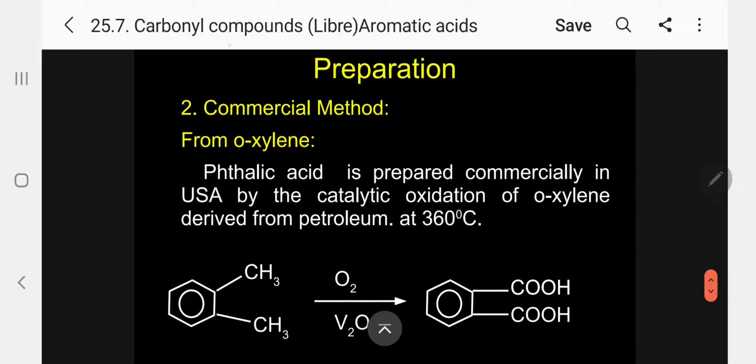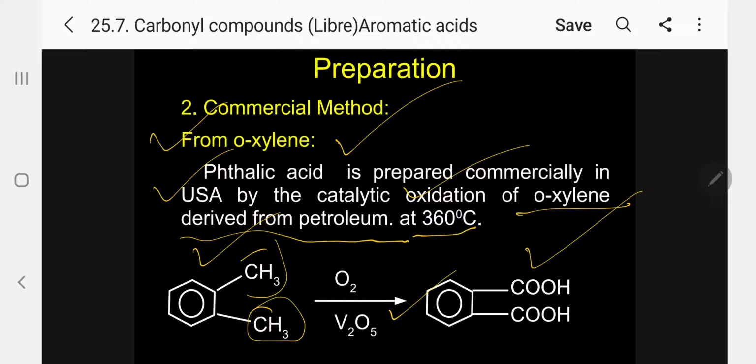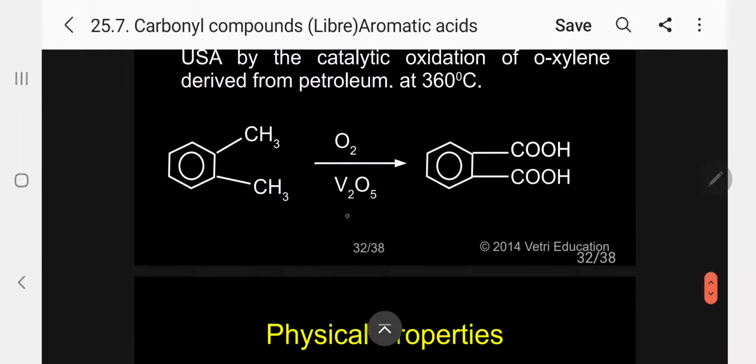The next commercial method is from orthoxylene, that means 1,2 dimethyl benzene. Phthalic acid is prepared commercially in the USA by catalytic oxidation of orthoxylene derived from petroleum at 360 degrees centigrade, again with vanadium pentoxide catalyst. When you oxidize, the CH3 groups get converted into the corresponding acid groups, and we get phthalic acid. This is the second most important commercial method.